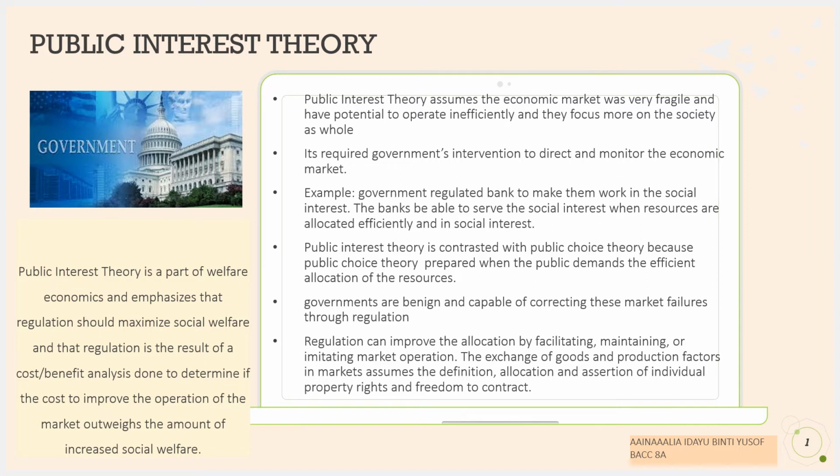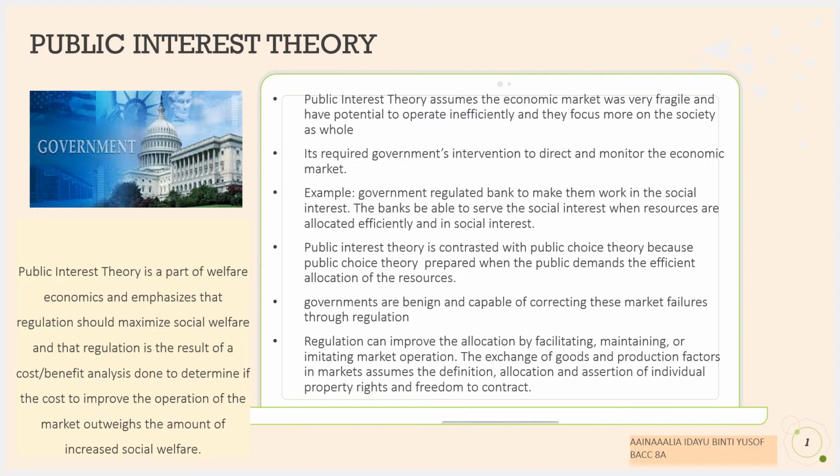I'm taking a Bachelor of Accounting in the Arabic High Community. This presentation is one of the assessments for my subject, Accounting Theory and Practice. I will present about the public interest theory. It is one of the theories practiced in the accounting field.